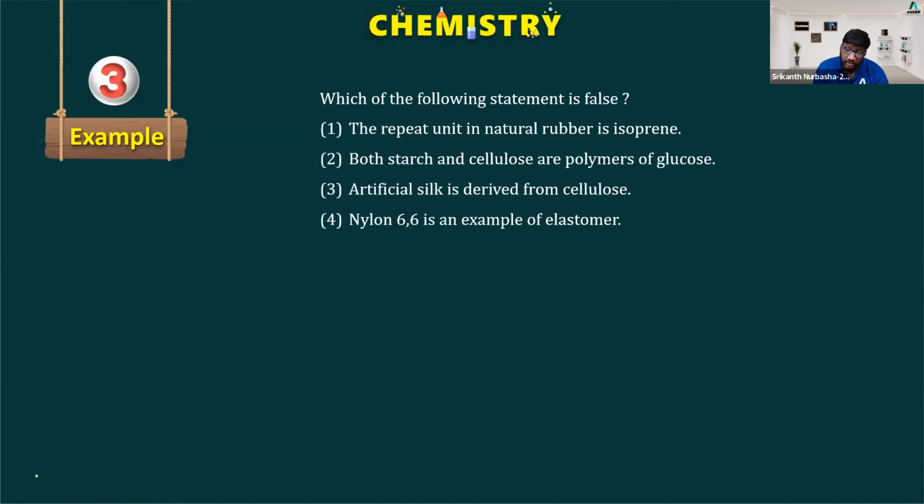Which of the following statements is false? The repeating unit in natural rubber is isoprene. Both starch and cellulose are polymers of glucose. Artificial silk is derived from cellulose. Nylon 6,6 is an example of elastomer. Fourth option. Nylon 6,6 is not an example of elastomer. What is an example of elastomer? Buna, Buna-S, they are all examples. Very good.